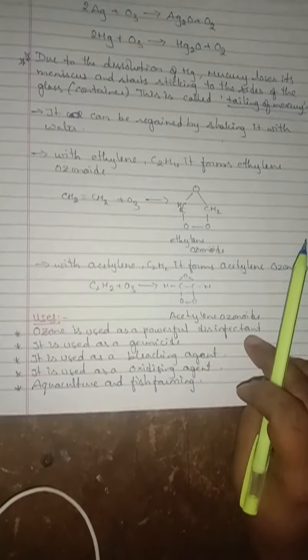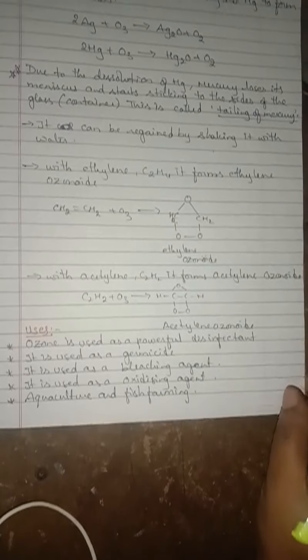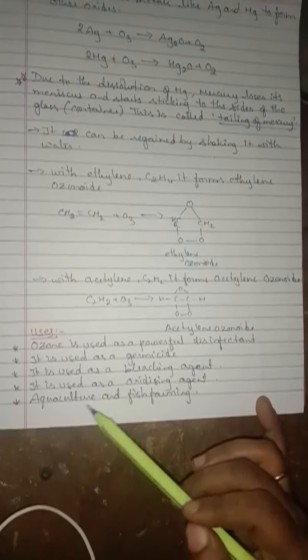Next comes the uses. So what are the uses of ozone? Ozone is used as a powerful disinfectant. Next, it is used as a germicide, that means it can kill germs. It is used as a bleaching agent, that means it can decolorize some substances. Next, already we have learned it is used as an oxidizing agent. Not only that, in aquaculture and fish farming also ozone is used, and to clean swimming pools and recycle wastewater, it is very much useful.